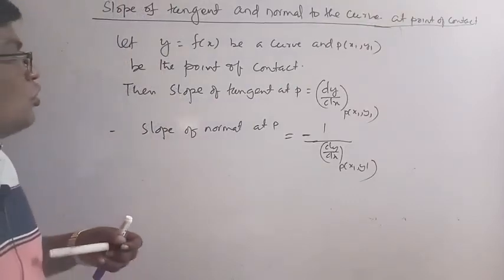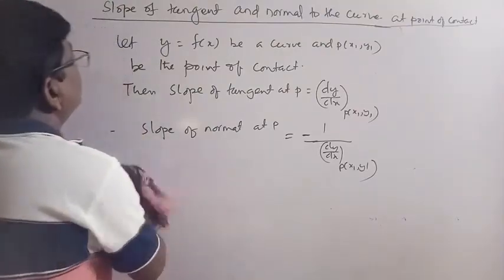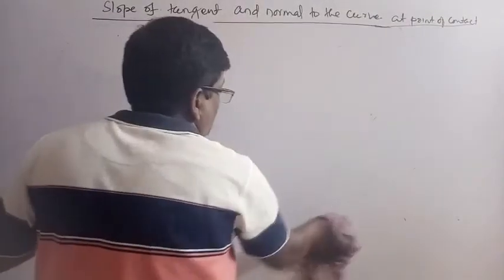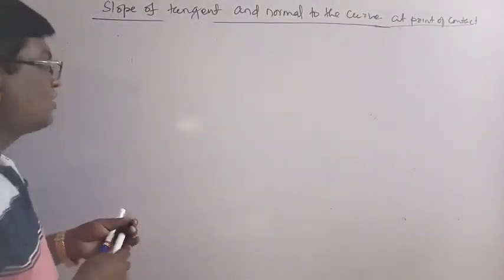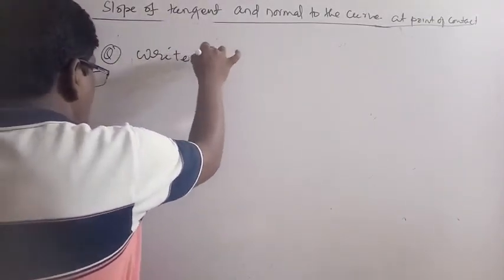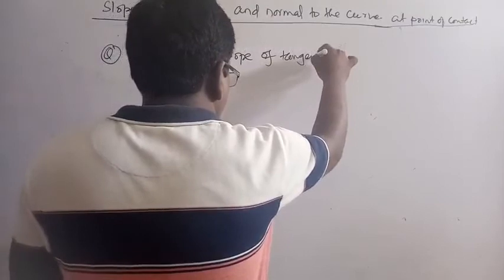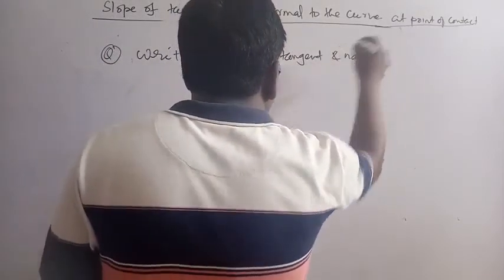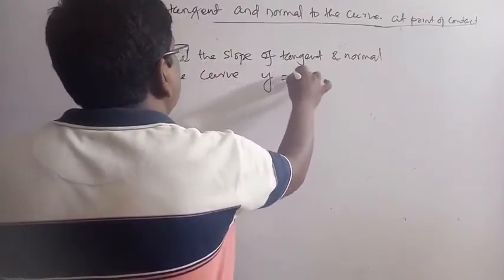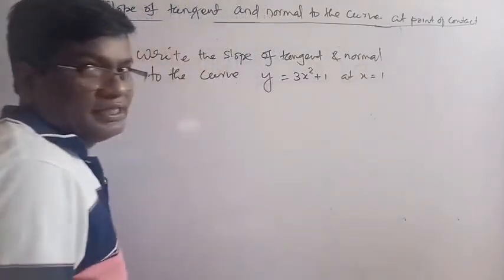One simple question for understanding the concept. Find the slope of the tangent and normal of the following curve at the given points. One or two questions for understanding the concept. Write the slope of the tangent and normal to the curve y equals 3x squared plus 1 at x equal to 1.